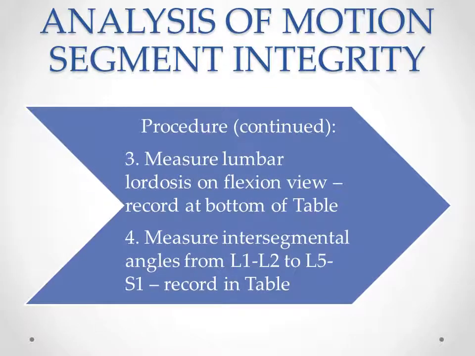Okay, so the next step in the procedure is to measure now the lumbar lordosis on the flexion view. We started by measuring the lumbar lordosis on the neutral lateral. Now we're going to measure the lumbar lordosis on the flexion view. Record that at the bottom of our table. Then we're going to measure the intersegmental angles, just as we did before on the neutral lateral view, and record those measurements in the table.